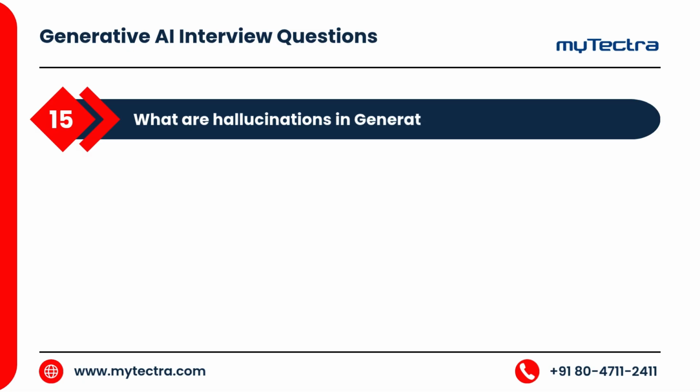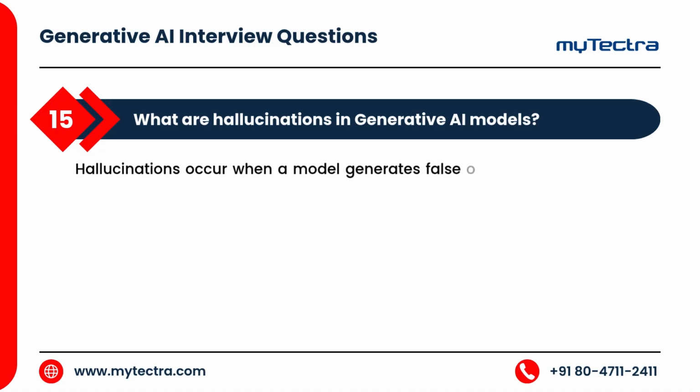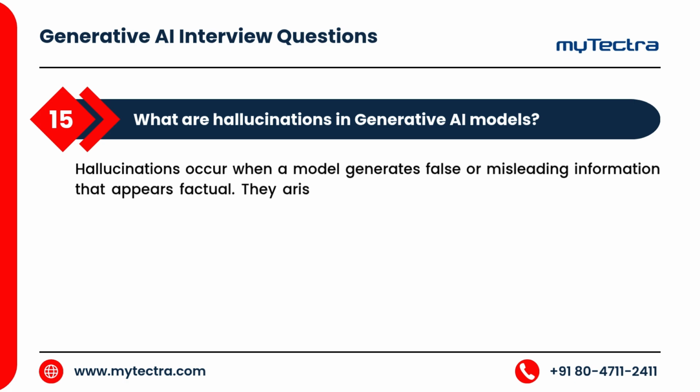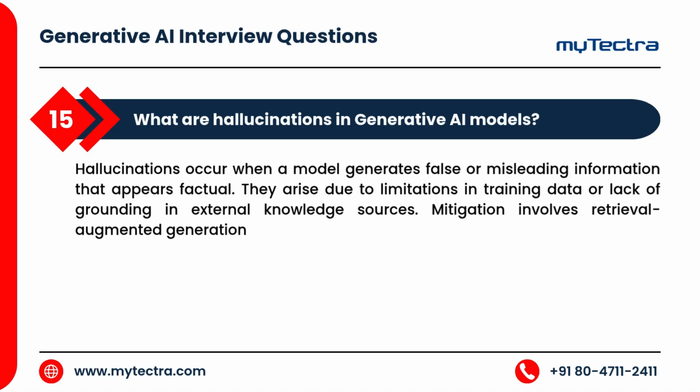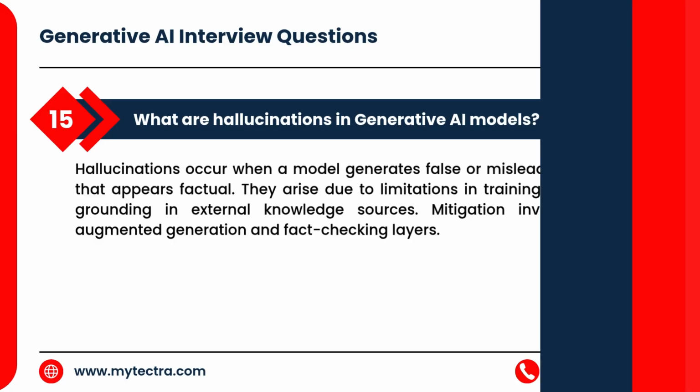What are hallucinations in generative AI models? Hallucinations occur when a model generates false or misleading information that appears factual. They arise due to limitations in training data or lack of grounding in external knowledge sources. Mitigation involves retrieval-augmented generation and fact-checking layers.